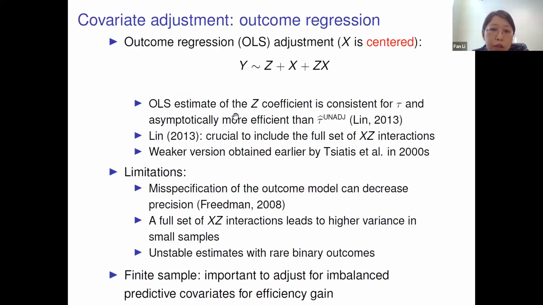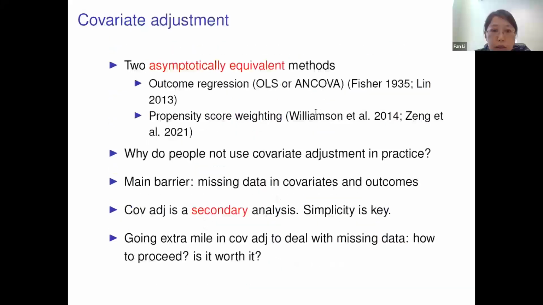Okay, so as I mentioned earlier, when you have chance imbalance in the covariates, what should you do? Well, this actually originates from Fisher. Let me see, where is he?